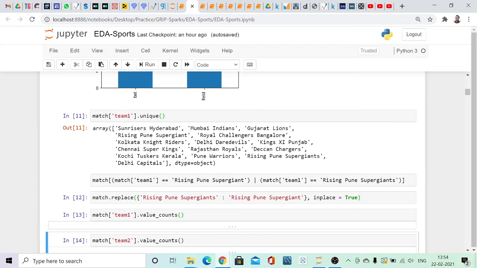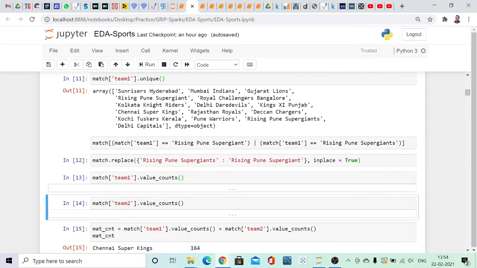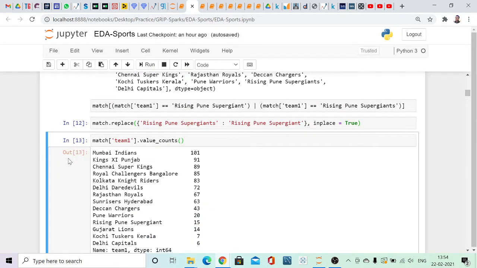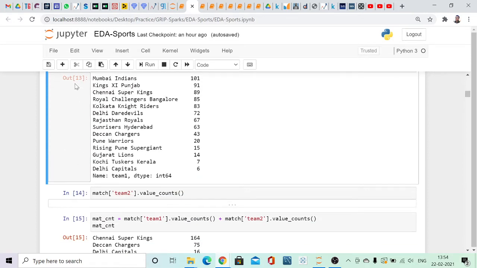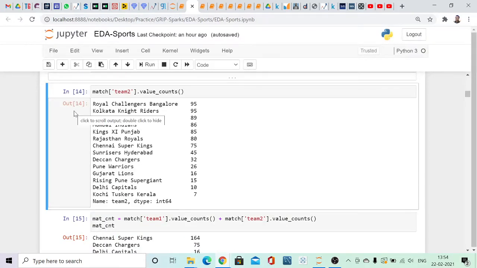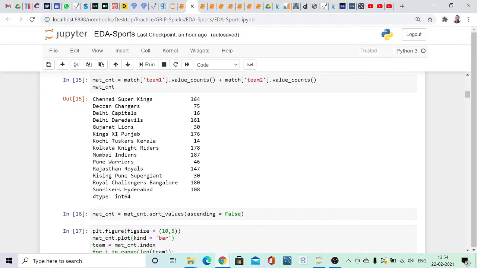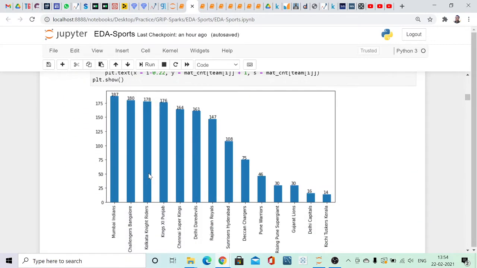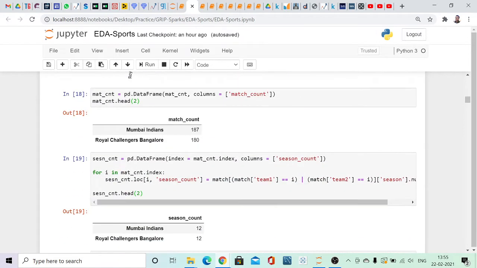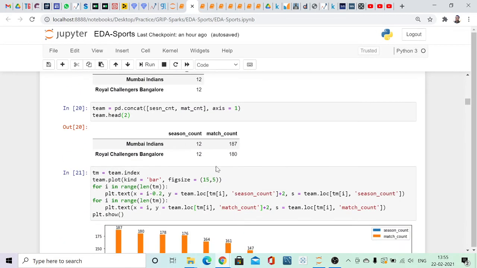Now moving forward, let's look at the teams as a whole. So it gives us the count of teams for team 1 and team 2. If we combine them, we get the total matches played by each team. If we plot it, we can see the total number of matches played by each team. Now these 4-5 teams towards the end have played few games because they have been included in only few of the seasons. Now after match, let's see how many seasons a team has played.